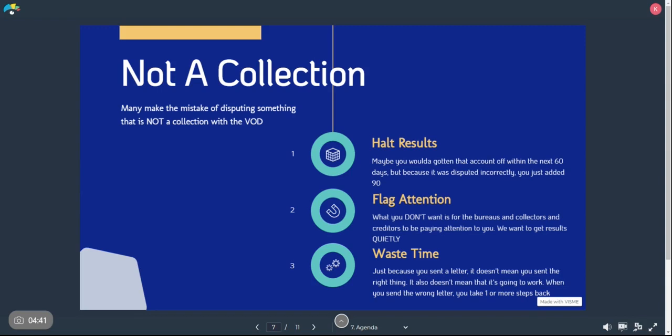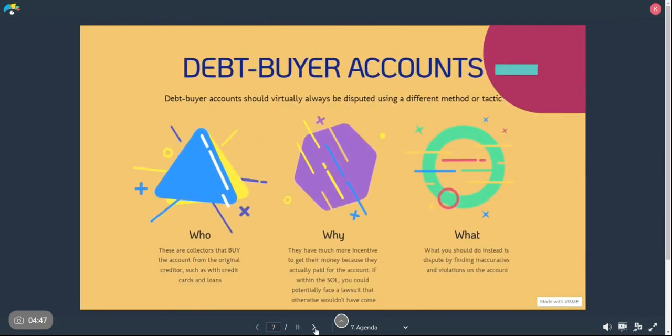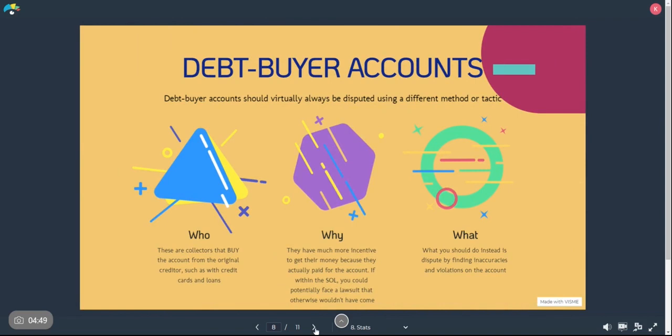When you send the wrong letter, you take one or more steps back, as I mentioned. Now, here's another one: debt buyer collections, as I mentioned. I believe this was number 2. So debt buyer accounts should virtually always be disputed using a different method or tactic.